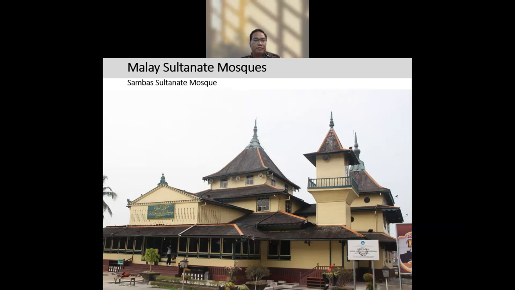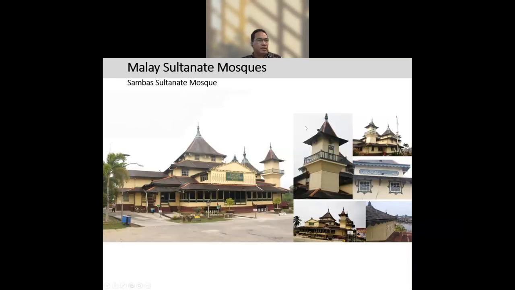On some of the rooftops, there are decorations in the form of stupas. That is some decoration or symbol on the back of the roof, a stupa shape. Perhaps this is influenced by the Hindu period. This is the mosque itself from a different view.